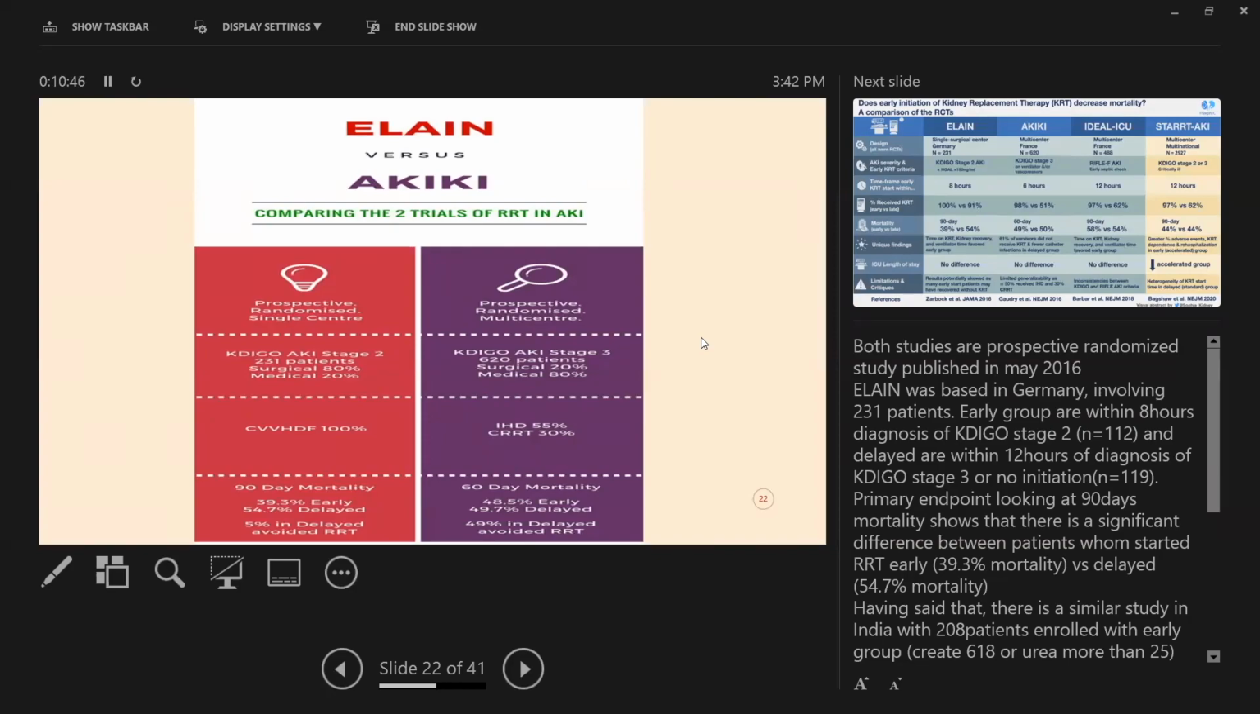However, in another study which was done, AKIKI, is a multi-center randomized prospective trial. It involves AKI stage 3, involving 620 patients. Mostly medical, 80%, and they are mixed intermittent HD and CRRT, which shows the 60-day mortality is about the same, 48.5% early, 49.7% delayed.